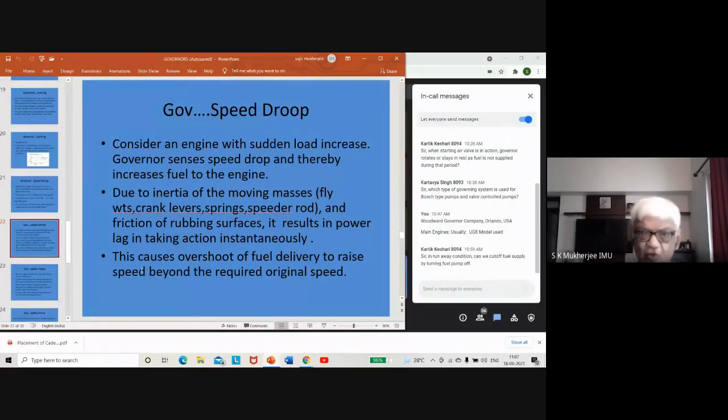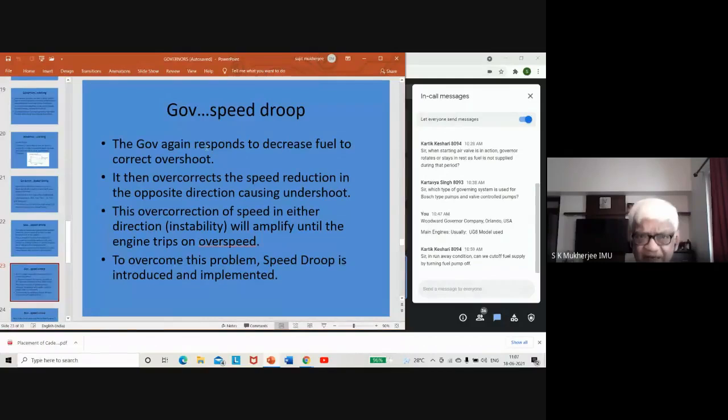So the governor, you may think it is very quick and very active and all that, but there are factors within which do not give it the required speed of taking action. Ultimately, it is a mechanical device. Ultimately, the flyweights have to be there. No electronic device can replace a flyweight movement, centrifugal force. And that centrifugal force is used to do the entire control of the governor. The governor again responds to decrease of fuel to correct the overshoot.